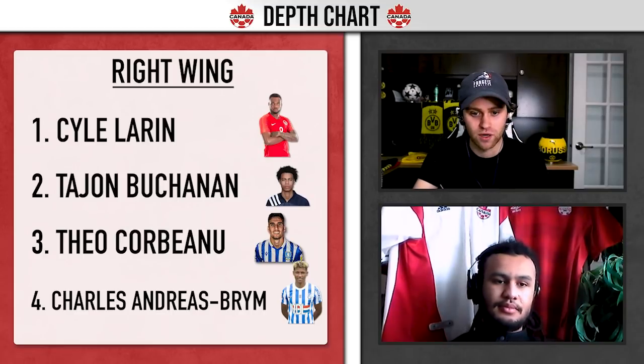But Larin's an interesting one. And the reason I wanted to put him on the wing for this depth chart is because, which a lot of people do know, he plays mostly as a winger for Besiktas. We know he can play up front. They play in that 4-2-3-1 or 4-1-4-1 system. He usually plays on the left-hand side.